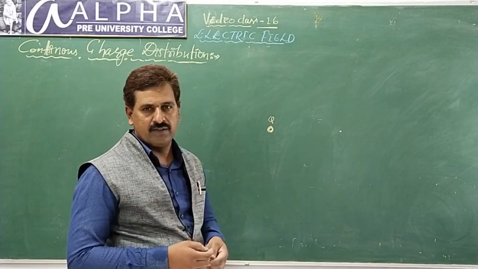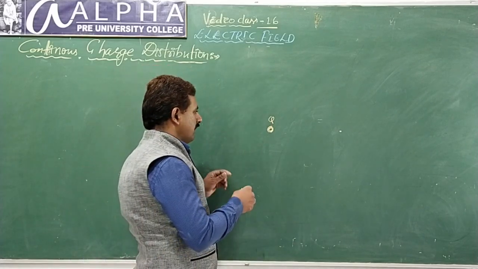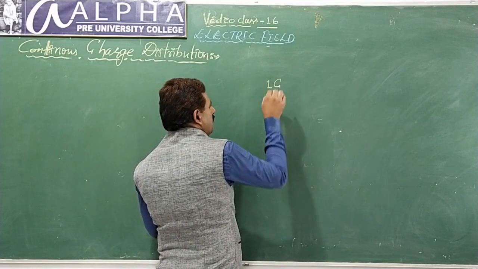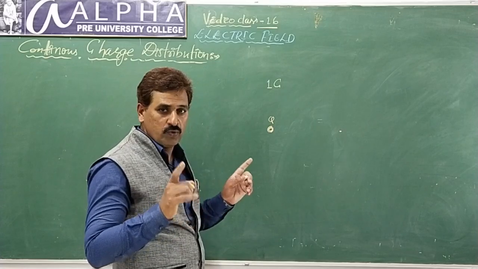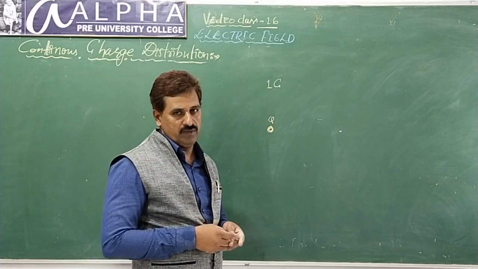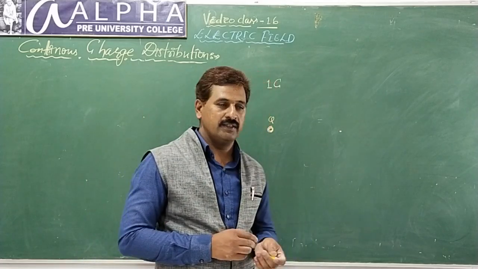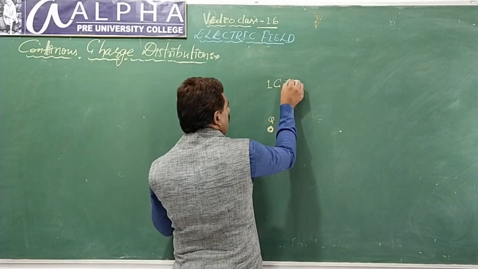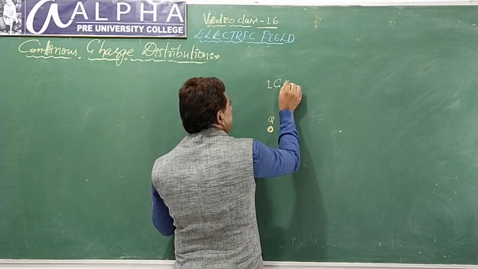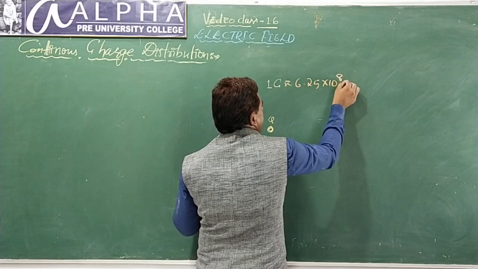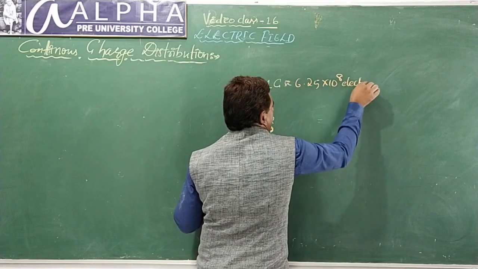Very simple. But if you consider 1 Coulomb charge, what is charge 1 Coulomb? Is it a single one? No. It's a collection of basic units like protons, electrons. What's the value of 1 Coulomb? 1 Coulomb is nearly 6.25 times 10 to the power 18 electrons, as many as 10 to the power 18 electrons.